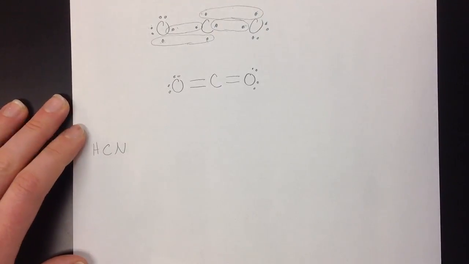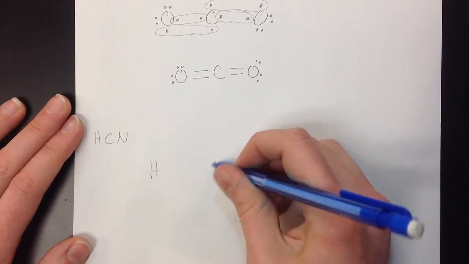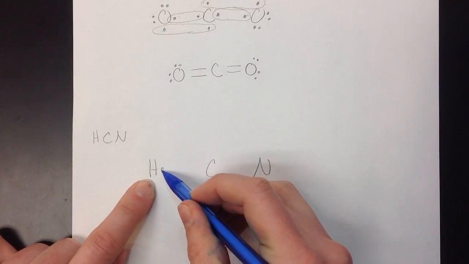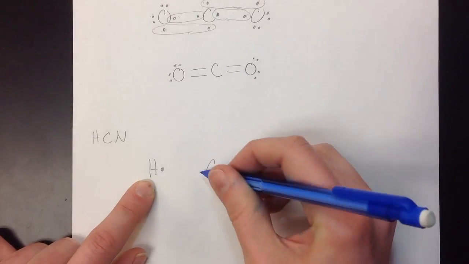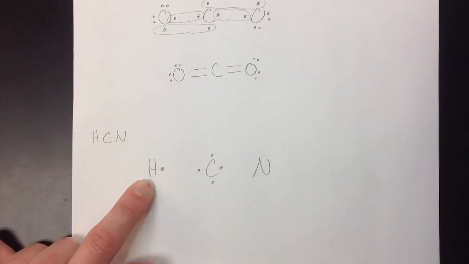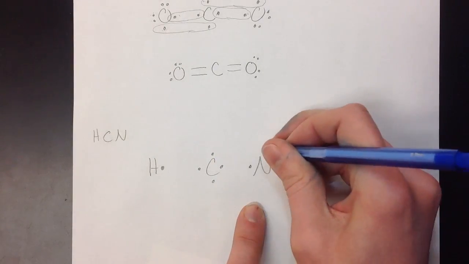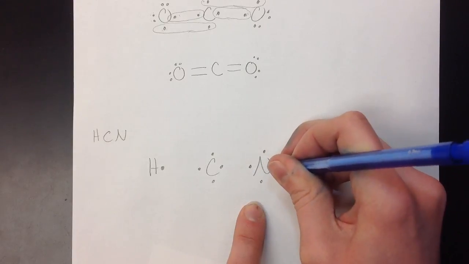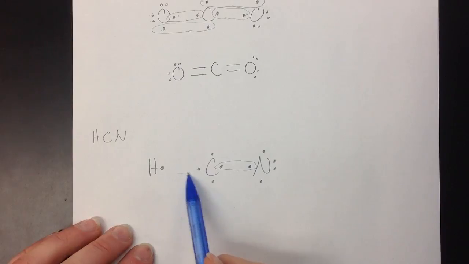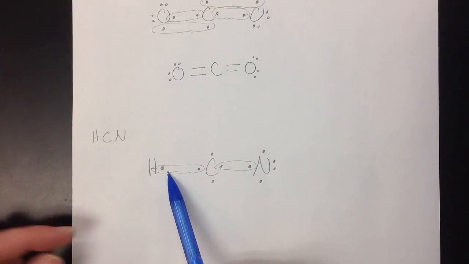One more example, just because it has a few more atoms in it. H, C, and N. Hydrogen is in group 1, has 1 dot around it. Carbon is in group 4, so it's going to have 4 valence electrons around it. Nitrogen is in group 5. It has 5 valence electrons around it. I know I'm going to share at least those ones. Hydrogen's happy, it now has 2.